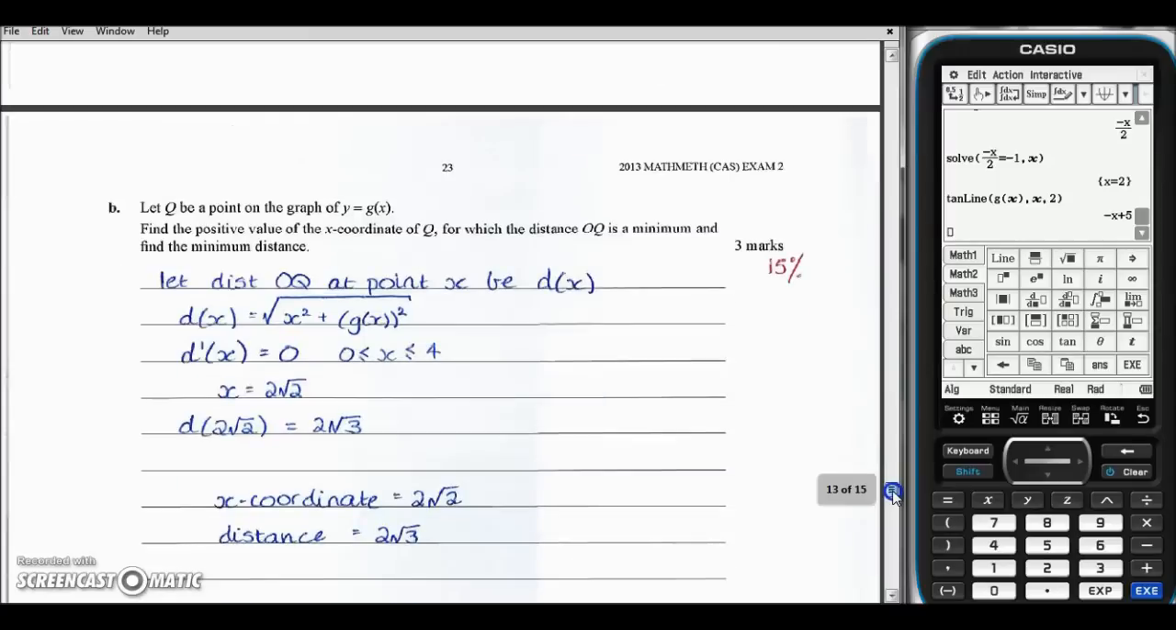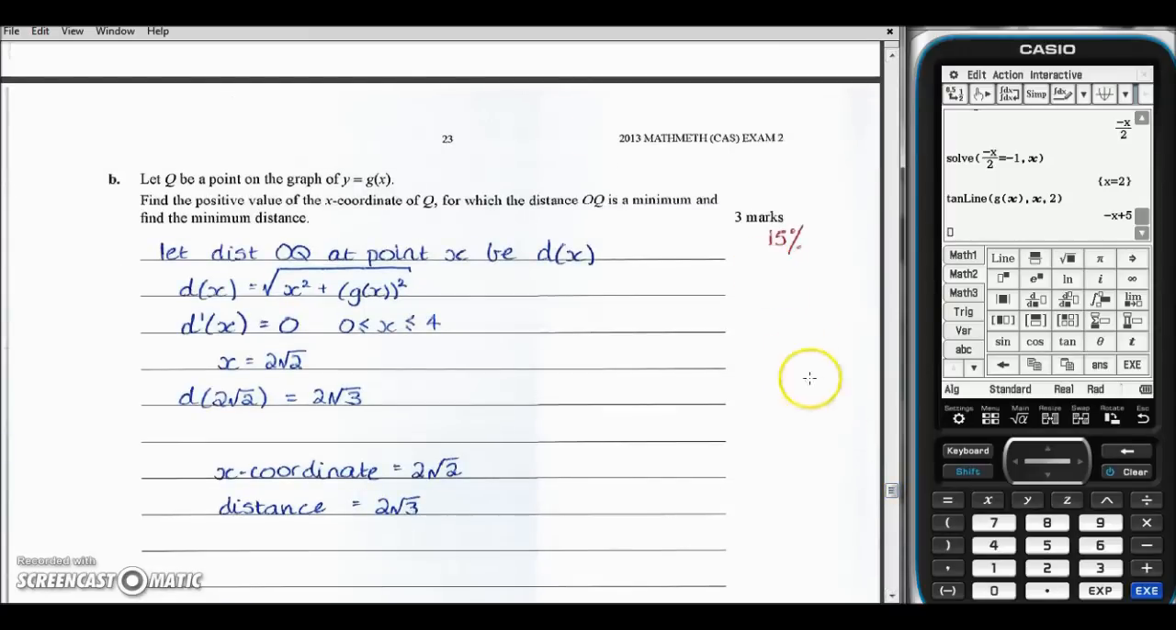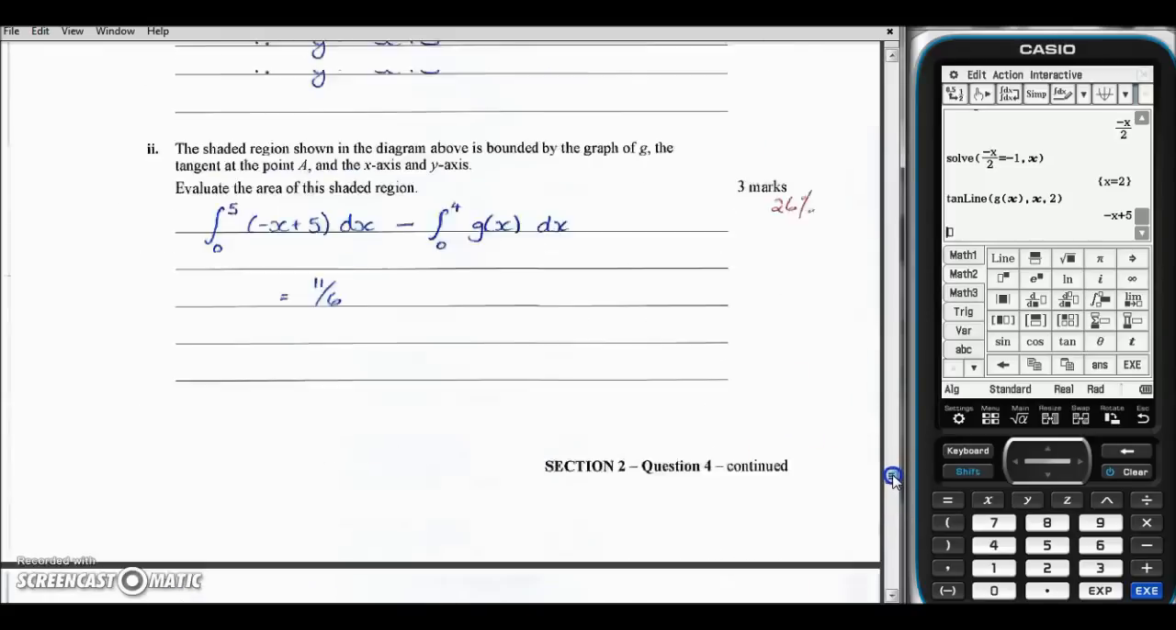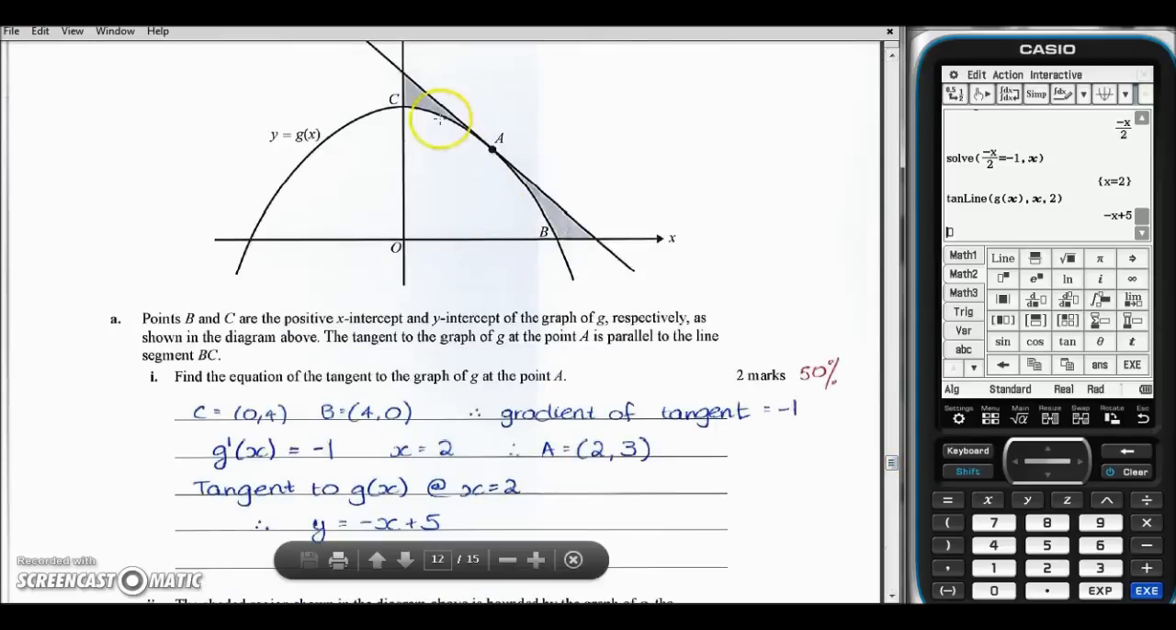Okay, moving on, so we're really dropping off now to 15%. It's going to get even lower. Let Q be a point on the graph y equals g of x. So let the positive value of the x coordinate of Q be that for which the distance OQ is a minimum. Okay, so we've got some point Q on the curve here, and we want to find where the distance from the origin to the point on the curve is going to be a minimum.